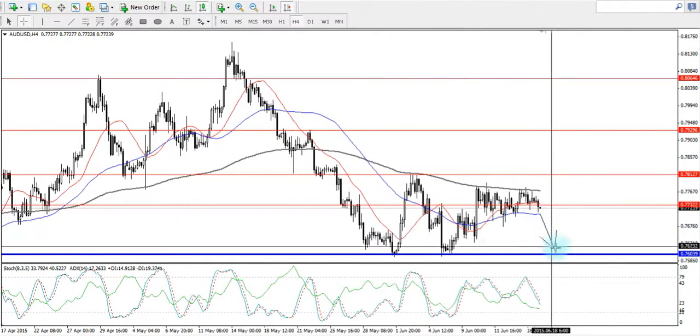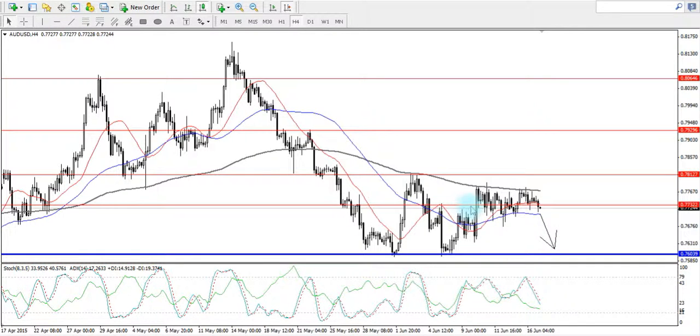And I expect the price to fall all the way back to the price of 0.7603, the previous low, or rather at the Fibo expansion level 161.8%. So that's pretty much for the Aussie against US dollar. So just wait for a quick retracement on the smaller time frame to go for the shorts.